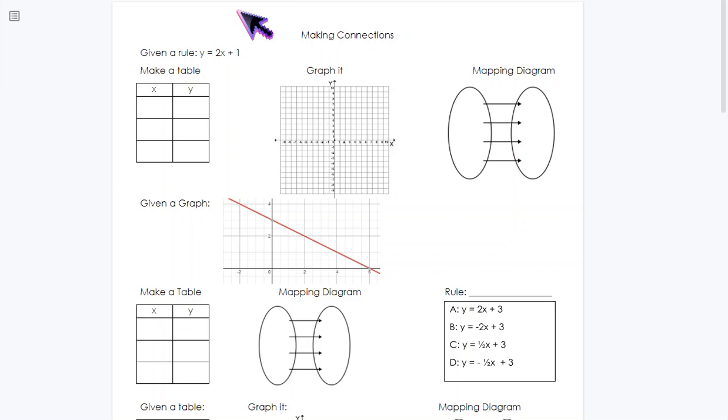All right, so they're going to have things like rules, tables, graphs, and mapping, and we have to be able to start with one and get to all the other versions of that. That's what we're going to learn today. Let's get ready to take some notes.